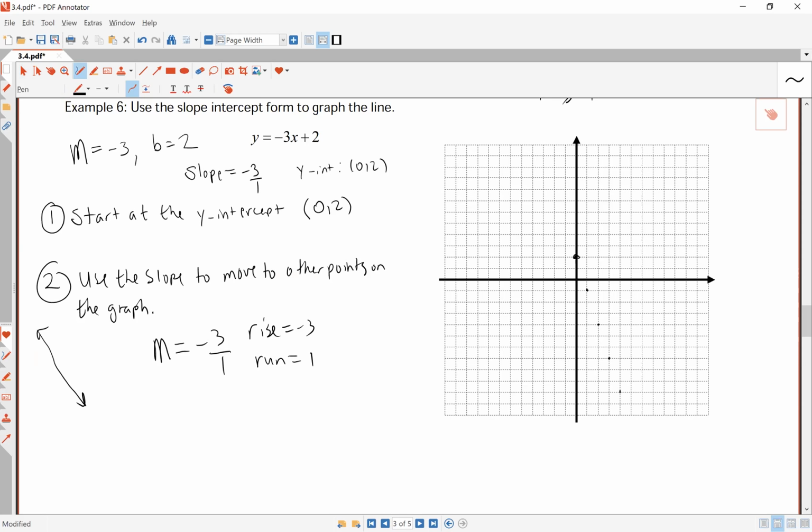Now I want to get points up in the upper left, so I change this slope and I put the negative in the denominator instead. And now the rise is a +3 and the run is a -1. So I rise 3 and run -1, rise 3 and run -1, rise 3 and run -1. And now I have all the points on my graph.